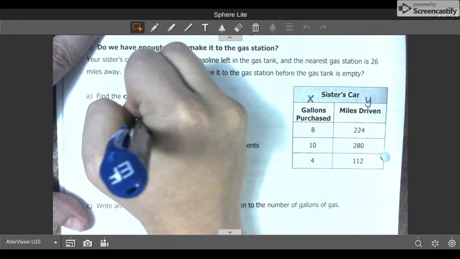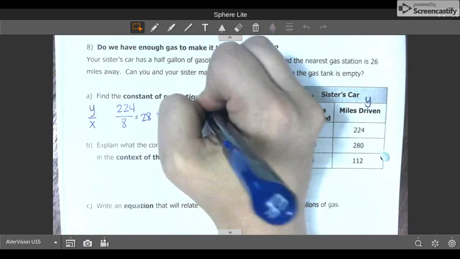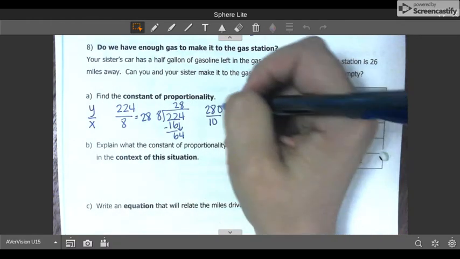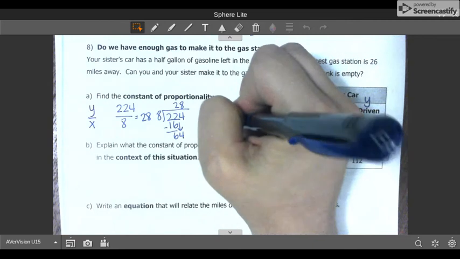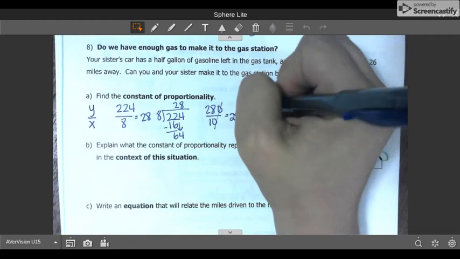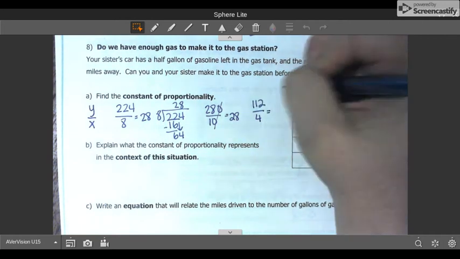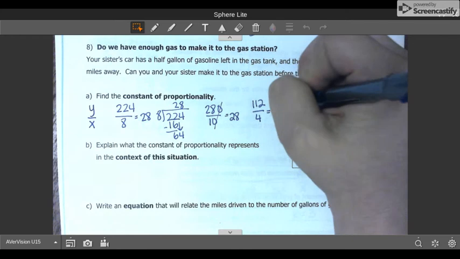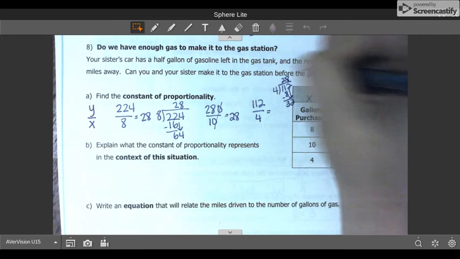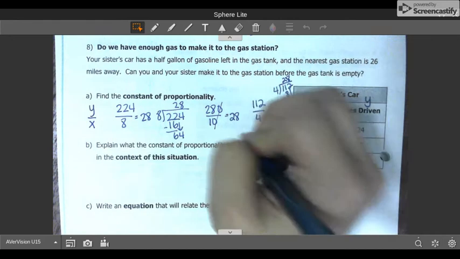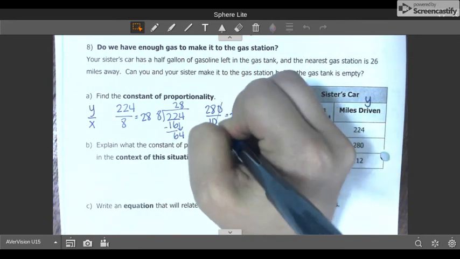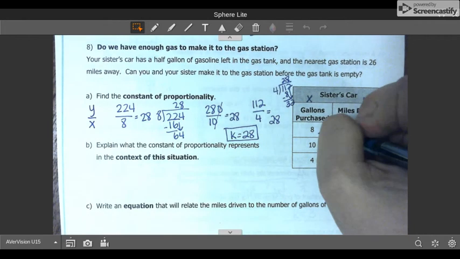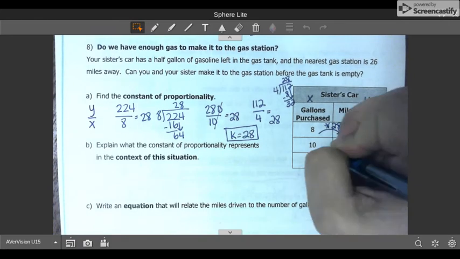So this is 28. And I'm just going to tell you that I know the answers for the other ones are going to be 28. This is 28. And then 112 divided by 4 looks like this. 28. So the constant of proportionality here is 28. And what that means is, however many gallons of gas you purchase, if you multiply that by 28, that's how many miles you can drive.